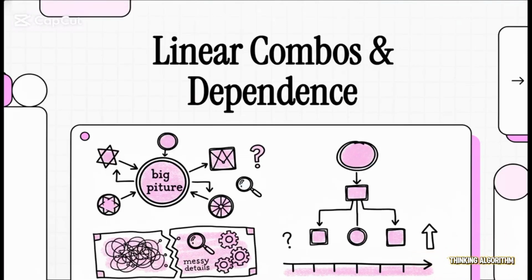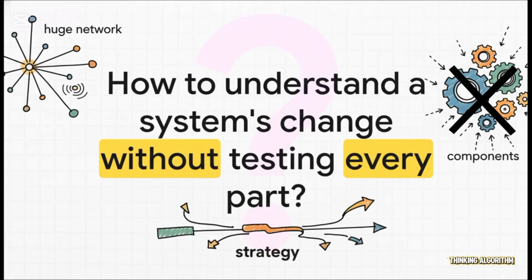Welcome to The Explainer. Today we're tackling a massive puzzle that shows up pretty much everywhere, from social networks to biology. And the puzzle is this: how do you understand the big picture of a complex system without getting totally lost in the details? Think about it. If you need to figure out how one tiny change might ripple through a huge network, you can't possibly test every single little piece. So, what's the smarter way to do it?